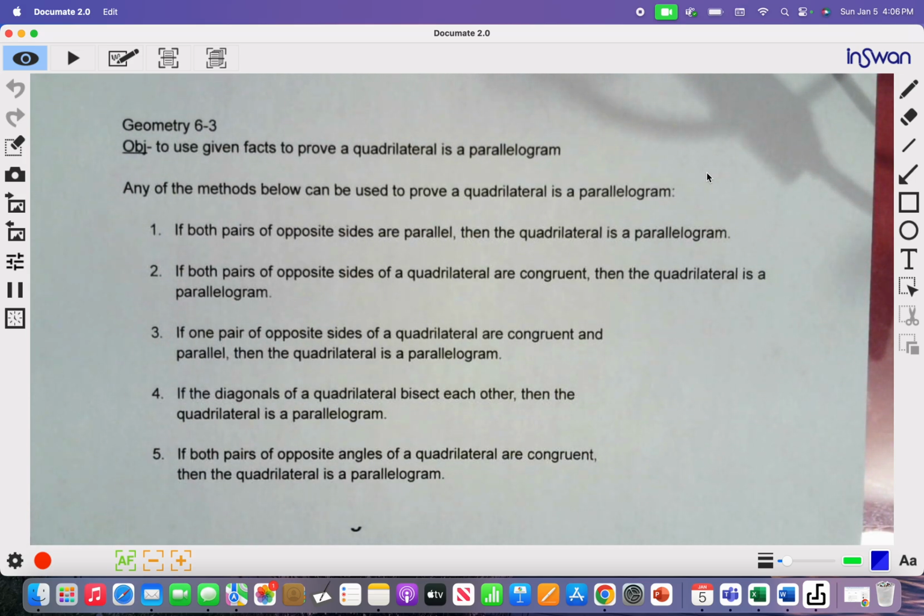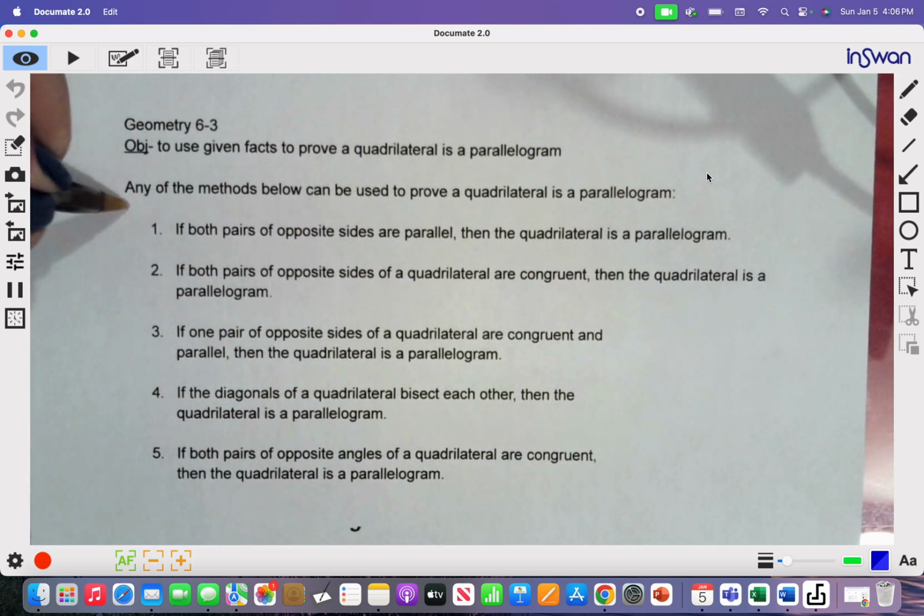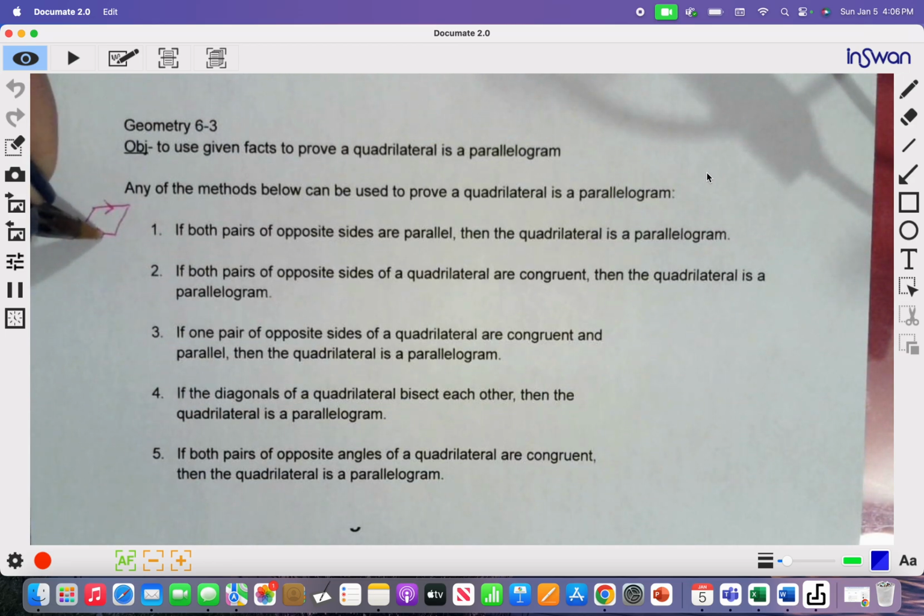So the first one is really the definition of a parallelogram. If both pairs of opposite sides are parallel, then the quadrilateral is a parallelogram. So basically, let me just draw that real quick. So if this side and this side are parallel, and this side and this side are parallel, then it's a parallelogram.